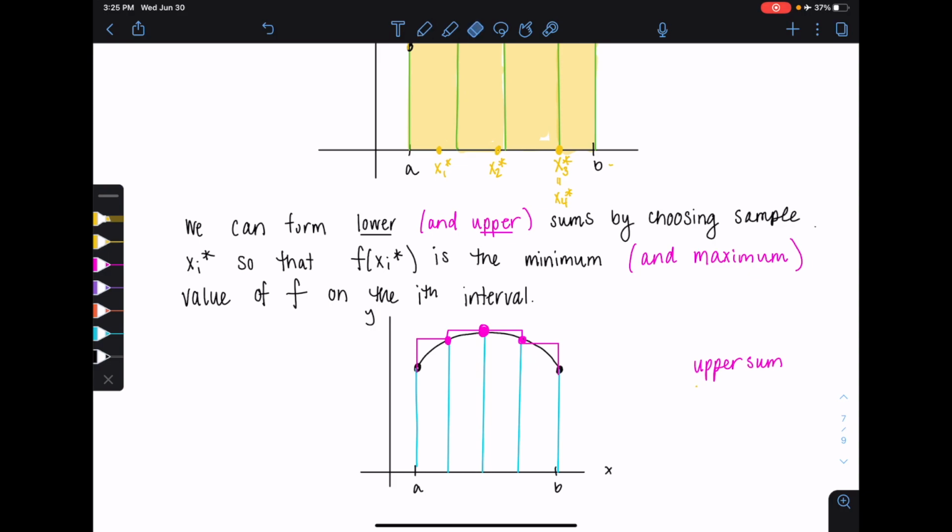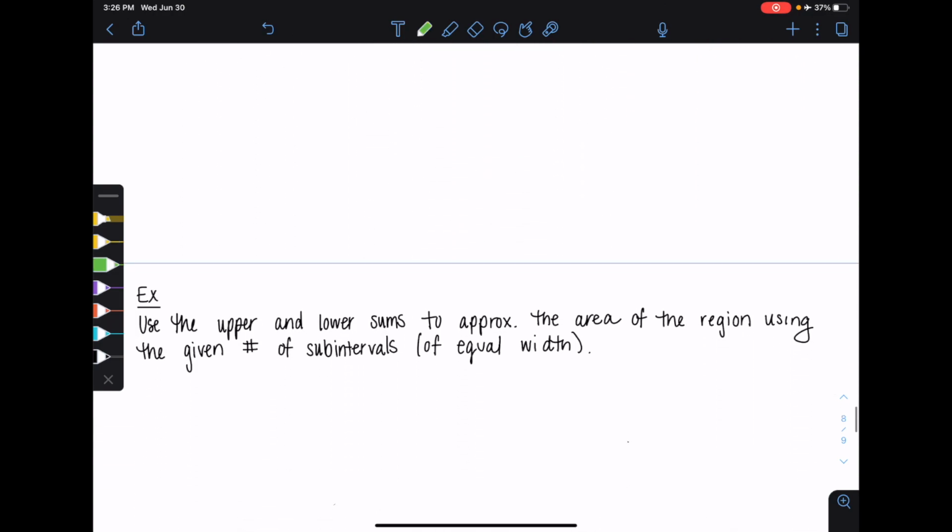If you want to go to the lower sum on this interval, I would pick the left end point to make my height as small as possible. This interval, again, the left end point to make my height as small as possible. Now I'm going to pick the right end point to make my height as small as possible. And again, on this last interval, I'm going to pick this right end point to make my height as small as I possibly can. So let's try one last example.